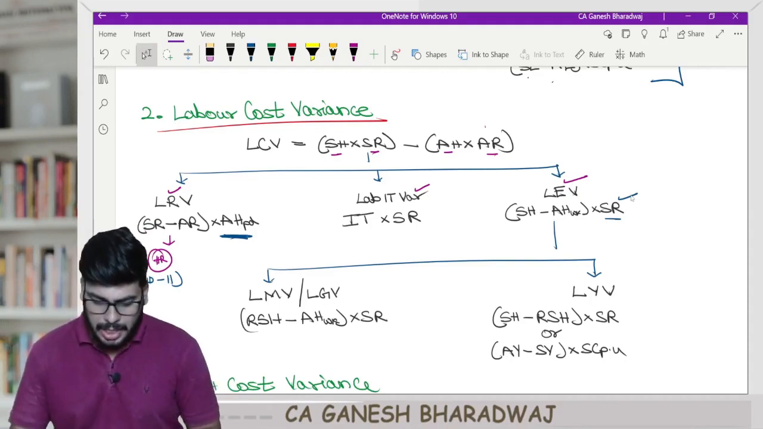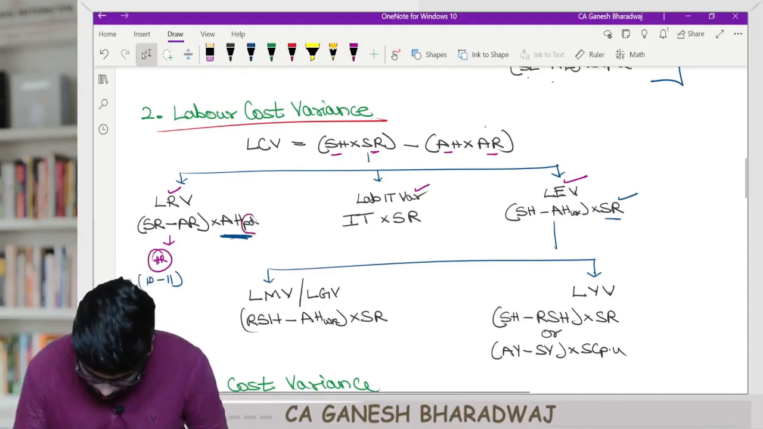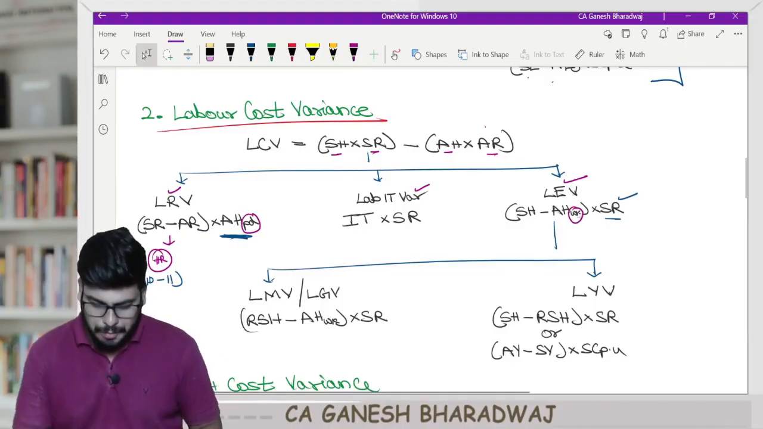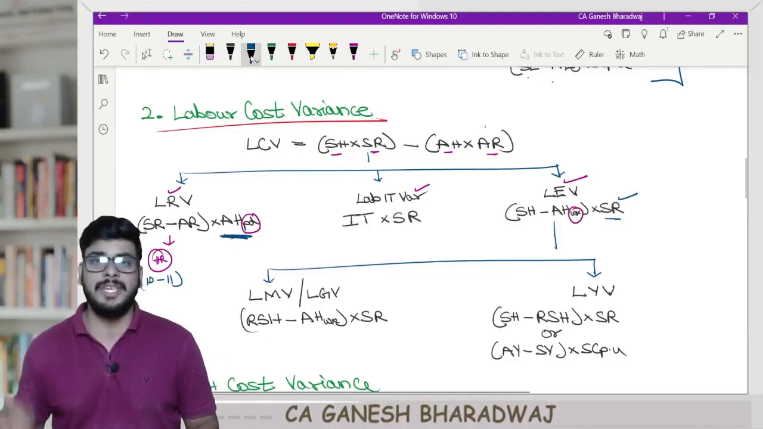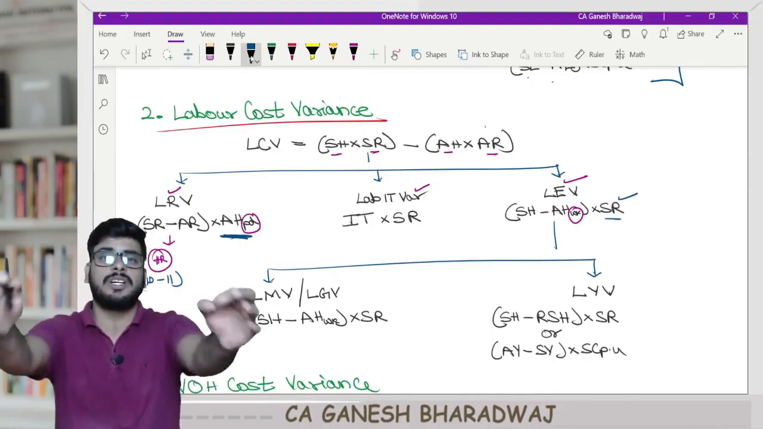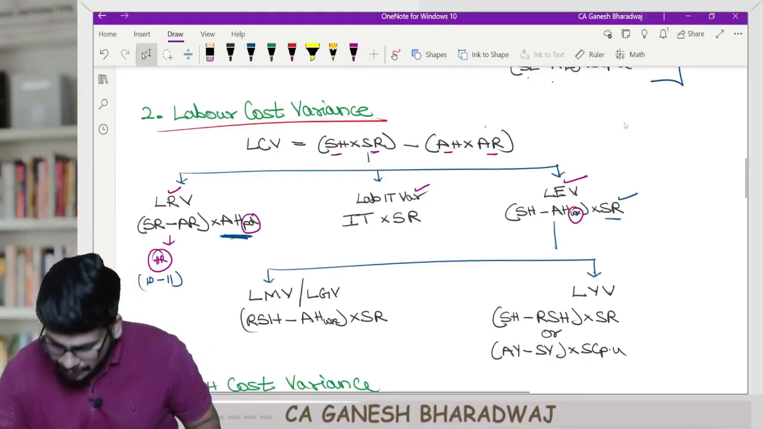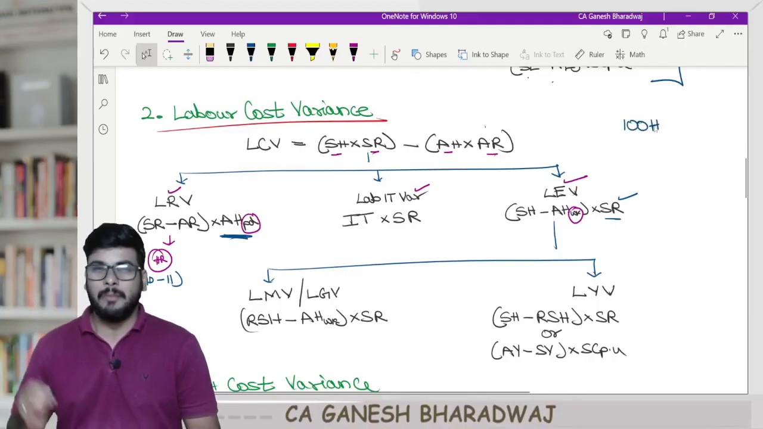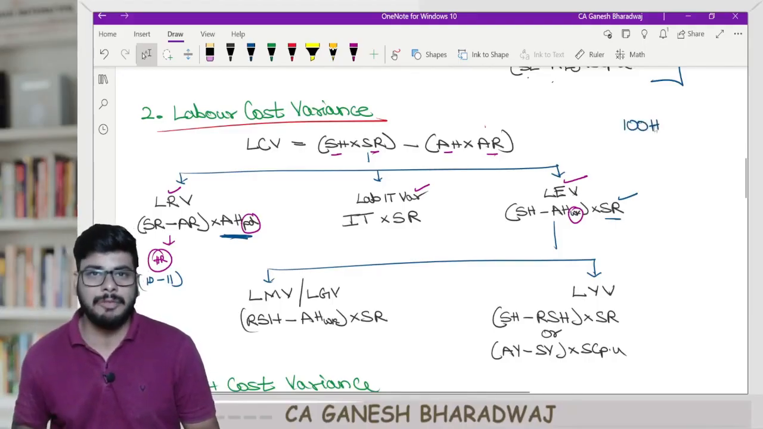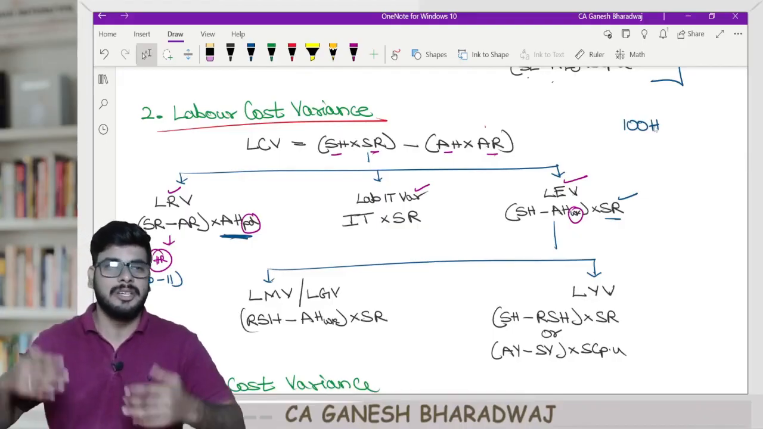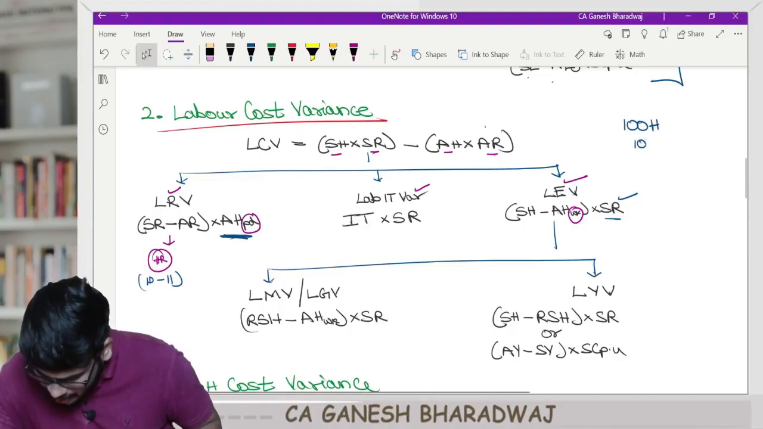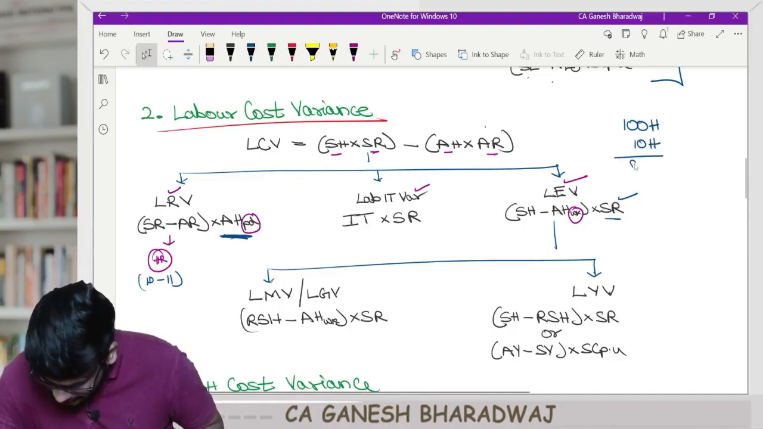Clear with this, guys? Now, if you notice, here we use the word actual hours paid, and here we use the word actual hours worked. What do you mean by that? For example, in a week, my workers came to the factory and let us say they spent 100 hours. But out of this 100 hours, 10 hours were lost due to a power cut. So technically speaking, they worked only for how many hours?